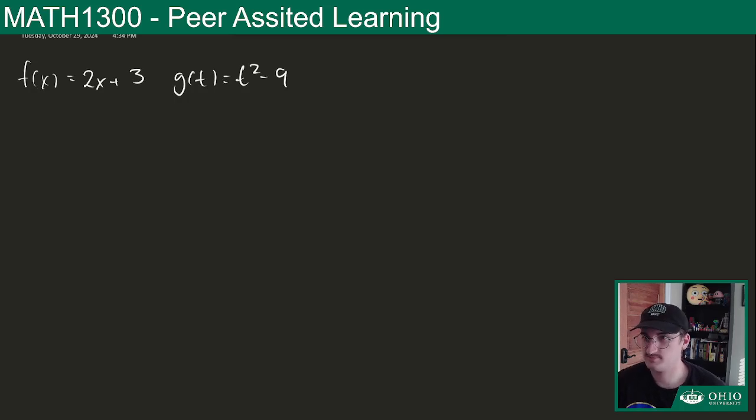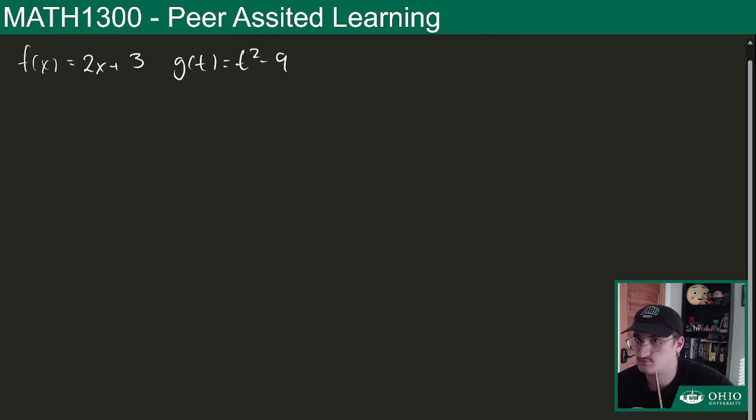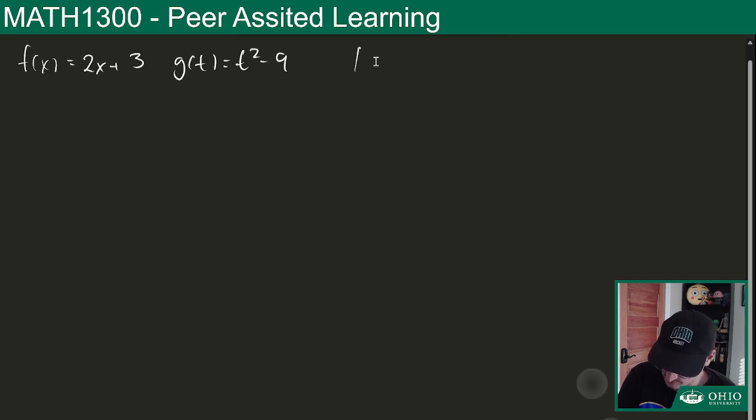This is a worked example on how to compose functions. So in this case, we're given two functions. We have f of x equals 2x plus 3 and g of t equals t squared minus 9. And we're asked to simplify, I shouldn't say compute, g of f of x.